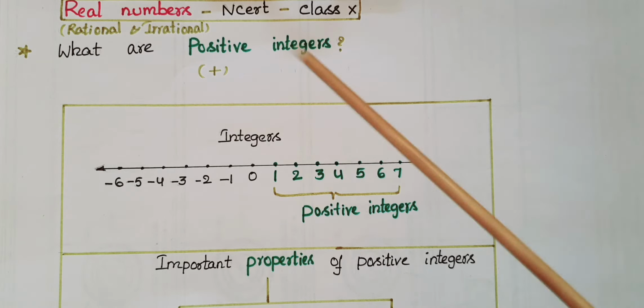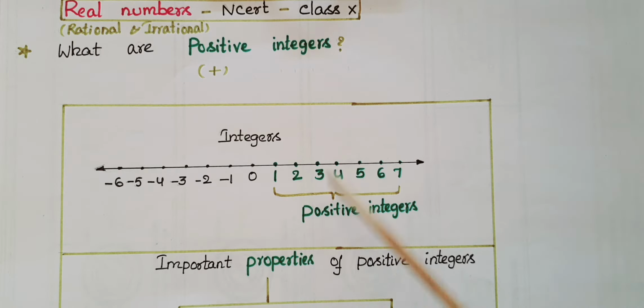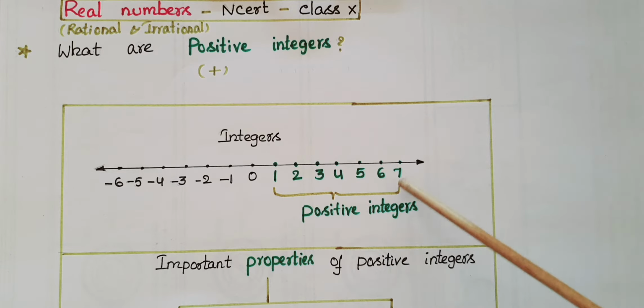So we know that integers are negative integers and positive integers including 0. See here, this is the number line and these are called negative integers, the numbers with the negative sign, and the numbers with positive sign are called positive integers. So positive integers are 1, 2, 3, 4, etc.